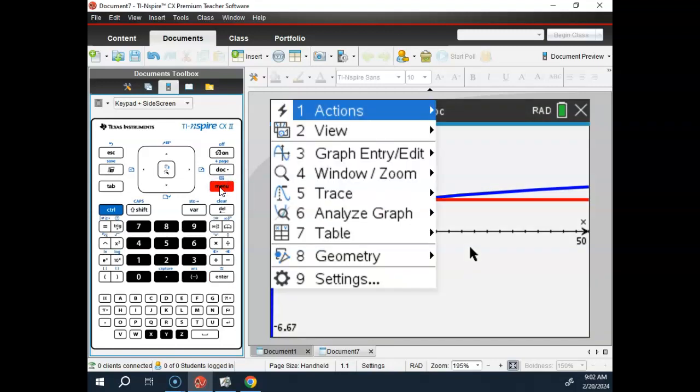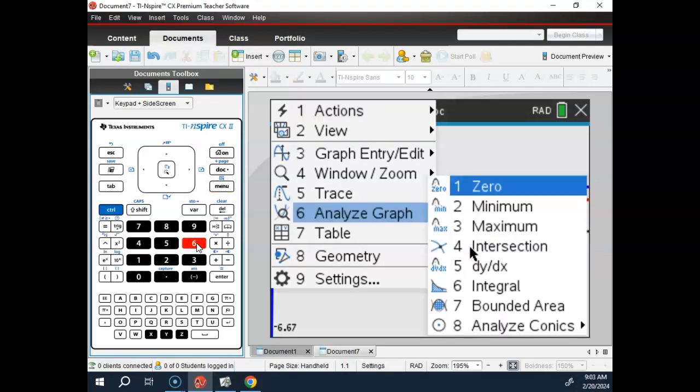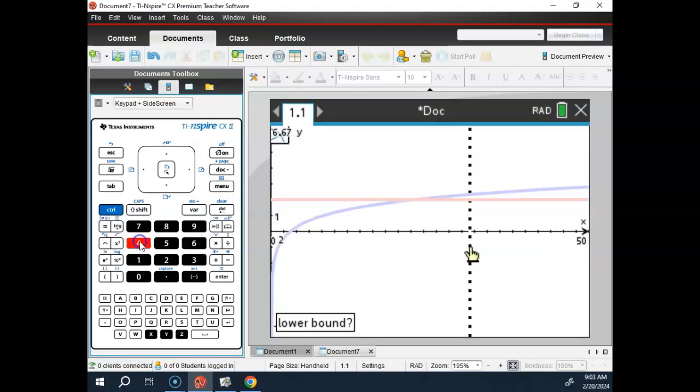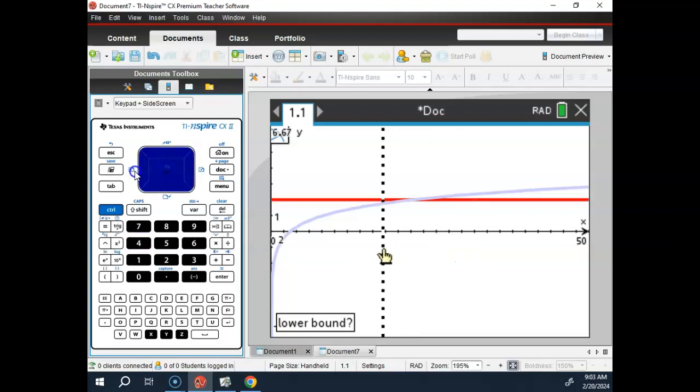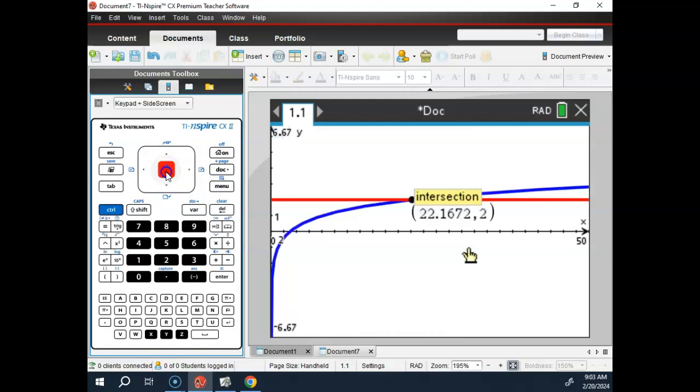Menu. Then what? 6. Analyze graph. What am I doing? 4. So now that you're here, am I okay on where I am right now? No, I need to be on the left-hand side. Then I can click it. The board is different, and it's just weird. So there's my intersection. Okay. Now, we're going to just do some more calculator practicing because we don't use it a ton.